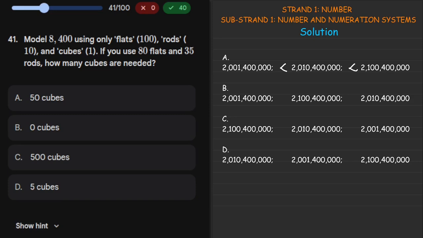Question number 41. At this point, move around for just a minute, and then you come back in a minute or two so that we go through this.